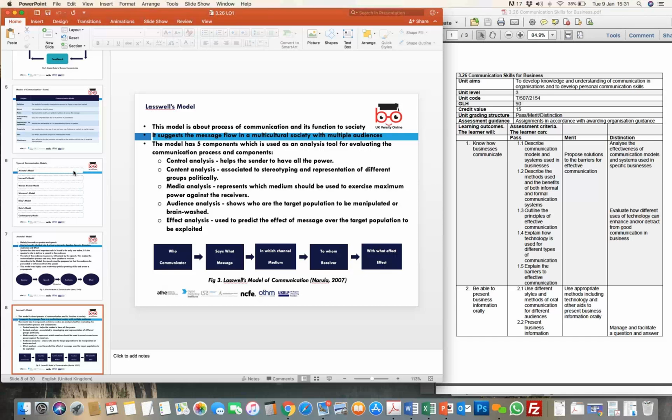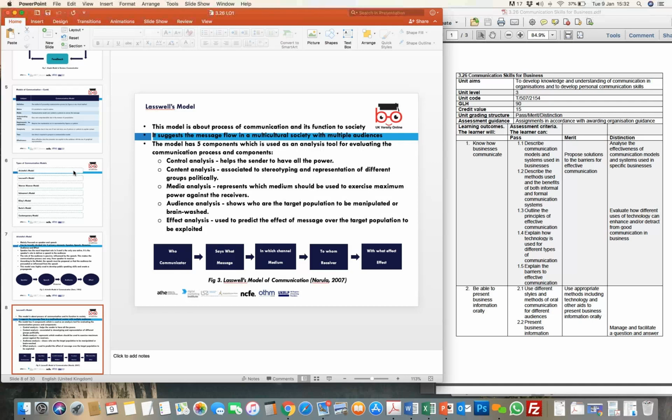Audience analysis talks about the target population, or who the message was intended for. And sometimes messages sent across using a particular channel could be intended to reach a particular audience, and there they can be manipulated. And the last was effect, which is nothing but feedback. This was a process aimed at predicting what effect the message will have on the audience, or the person who is actually receiving it.